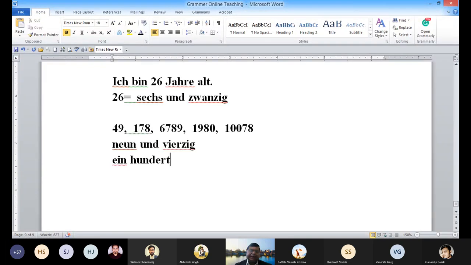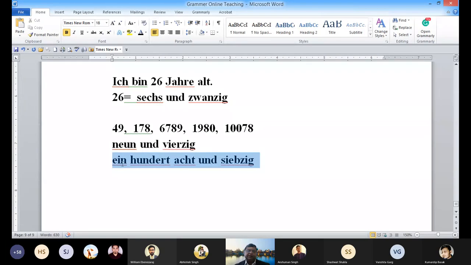So if you are reading 78, how will you read? 8. Achtundsiebzig? 70. Okay, 70. What is the word for 70? Siebzig. So now you will read einhundert and then 78 you have to read. So for 78 you will read achtundsiebzig. So it becomes 178 like this.